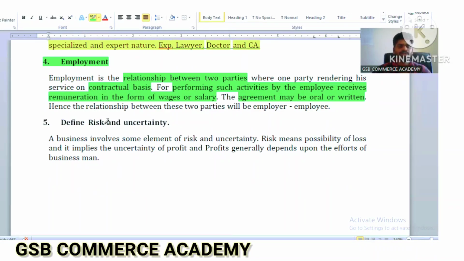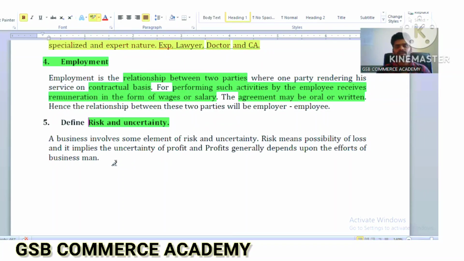Next, the last important very short question in this first chapter is risk and uncertainty. Business involves some element of risk and uncertainty. Every business cannot always earn profits, and it cannot always incur losses. Why? Because the future is uncertain, and a businessman cannot predict the future.